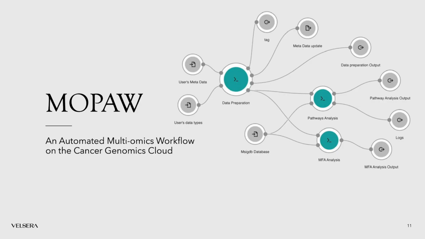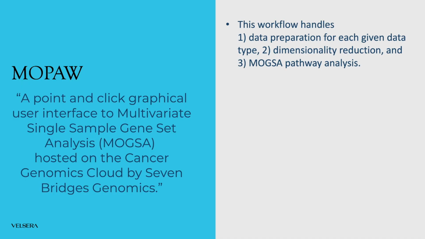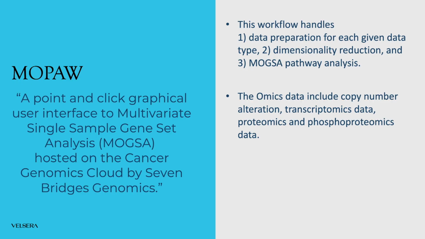First, we'll be discussing MOPAW, which stands for Multi-Omics Pathways Workflow. MOPAW can be described as a point-and-click graphical user interface to multivariate single-sample gene set analysis, or MOGSA, hosted on the Cancer Genomics Cloud by Seven Bridges. This workflow handles data preparation for each given data type, dimensionality reduction, and MOGSA pathway analysis. The omics data include copy number alteration, transcriptomics data, proteomics, and phosphoproteomics data.